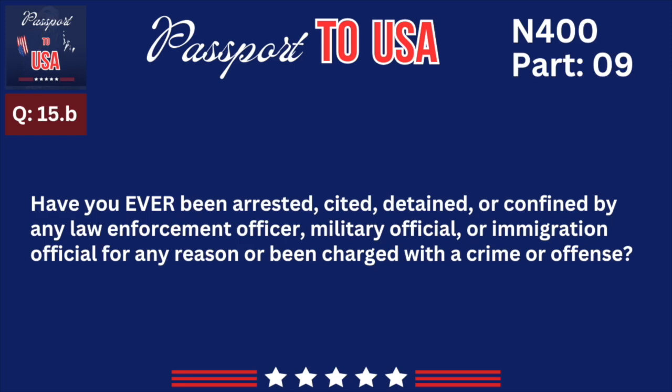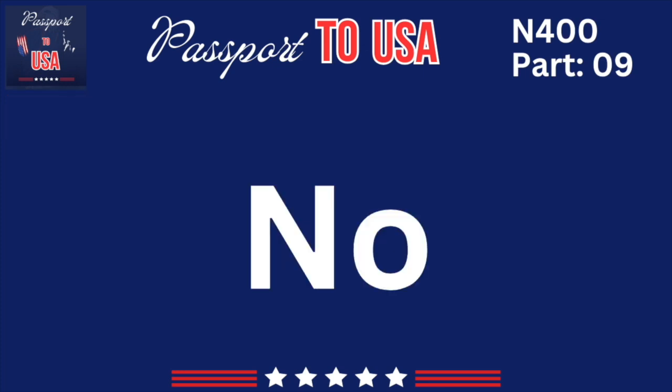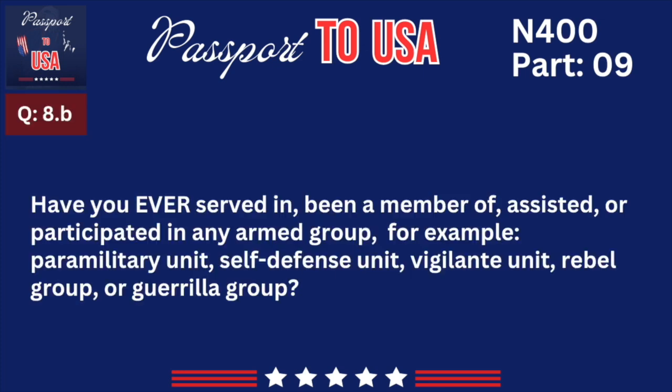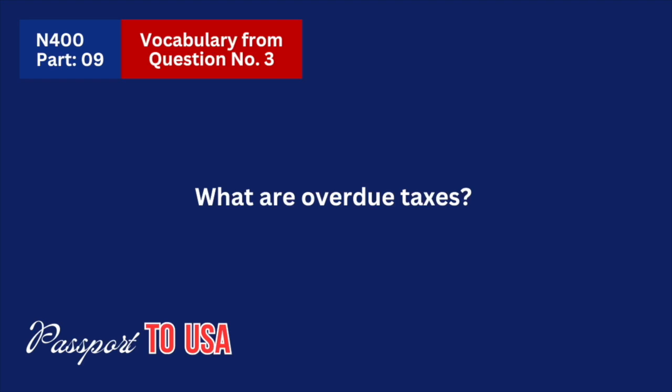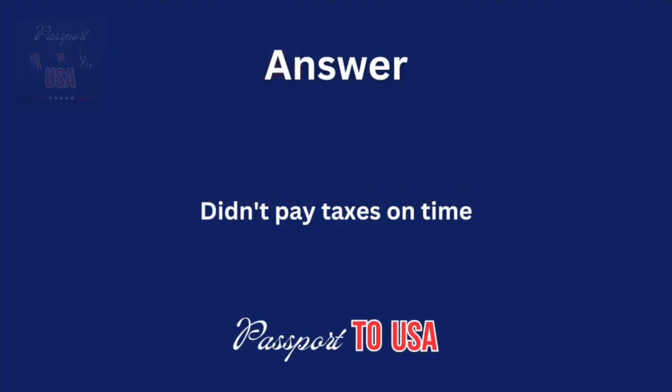Have you ever been arrested, cited, detained, or confined by any law enforcement officer, military official, or immigration official for any reason, or been charged with a crime or offense? No. Have you ever served in, been a member of, assisted, or participated in any armed group, for example, paramilitary unit, self-defense unit, vigilante unit, rebel group, or guerrilla group? No. What are overdue taxes? Didn't pay taxes on time.